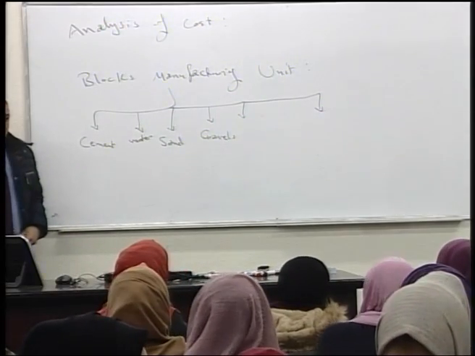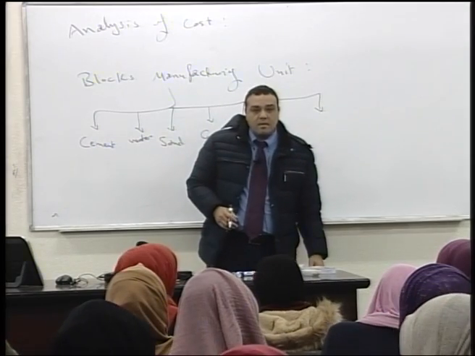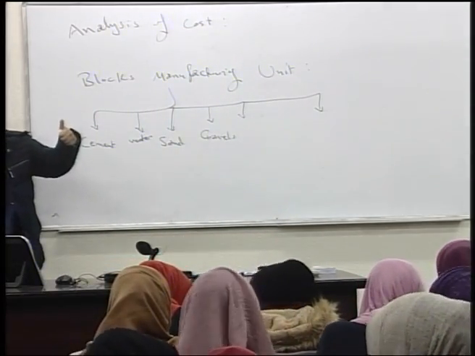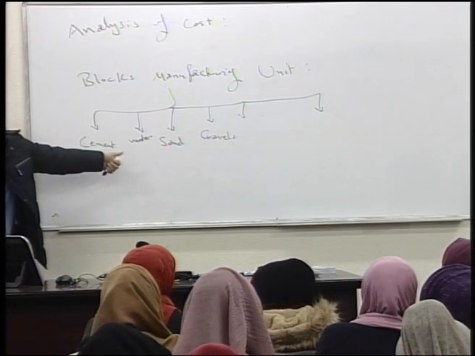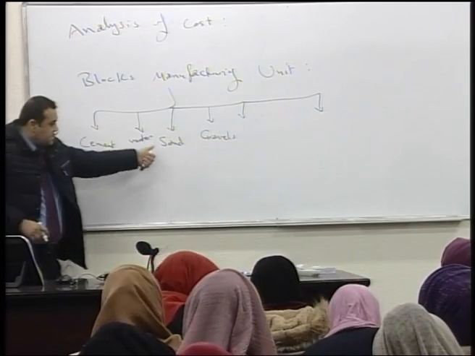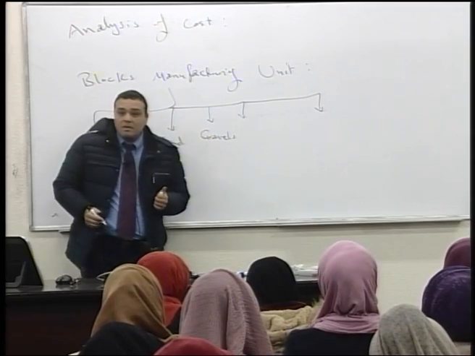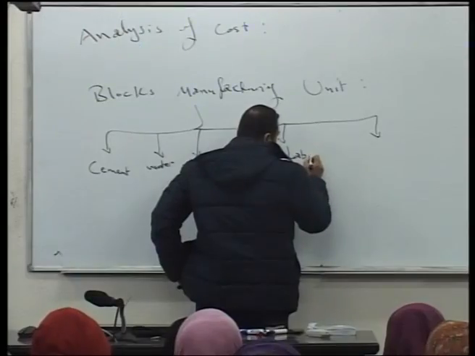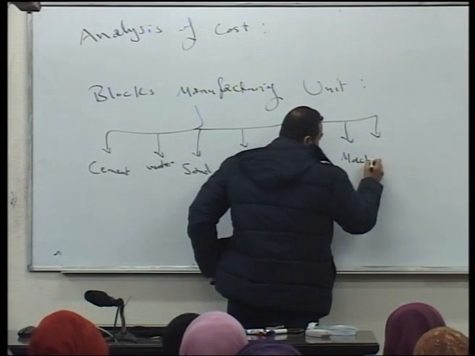What else? No, it's a new chapter. Yes. To produce blocks, we need the following raw material: cement, water, sand, gravels, human resources, workers, labor, machines.